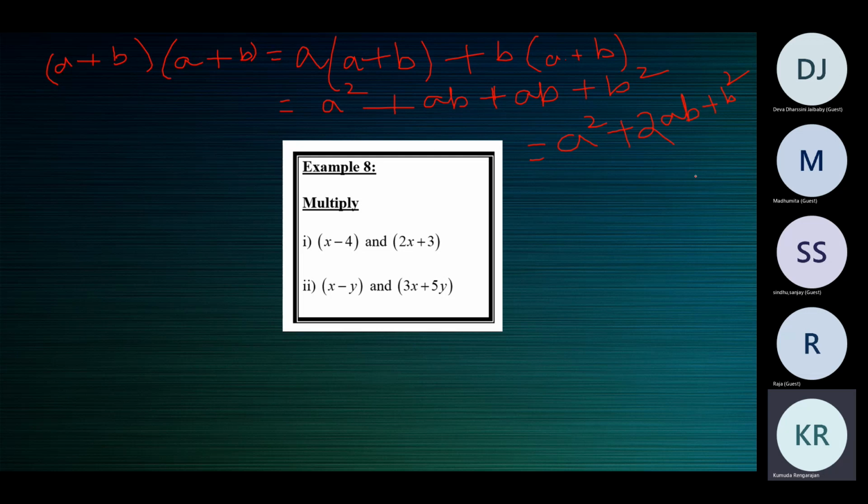This is an algebraic identity. A plus B into A plus B can be written as A plus B the whole square also, because A plus B into A plus B is A plus B the whole square. We'll see these in the next class. So A plus B the whole square is equal to A square plus 2AB plus B square.